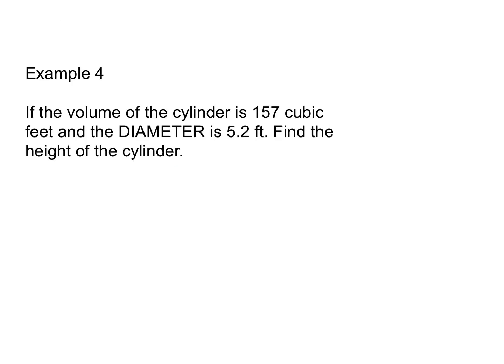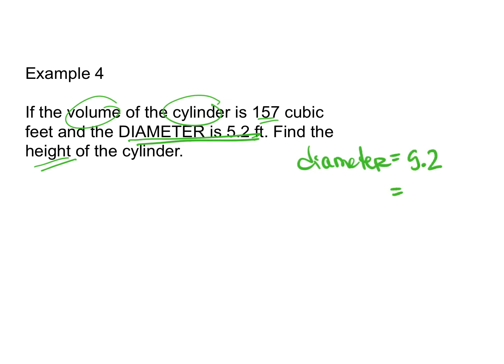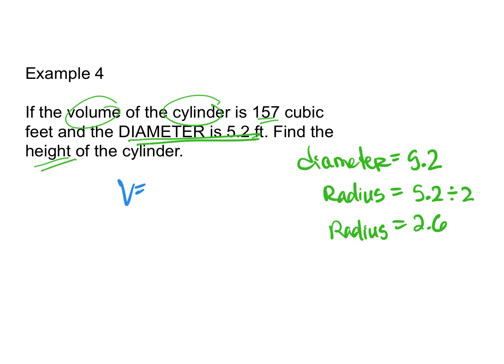All right, here's another one. We have volume of the cylinder is 157. We have a diameter of 5.2, and again, we're looking for the height. So our diameter is 5.2. So we're going to do 5.2 divided by 2. So our radius, 5.2 divided by 2, is 2.6.